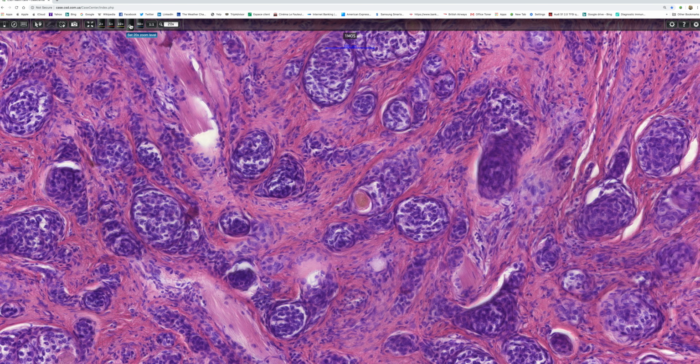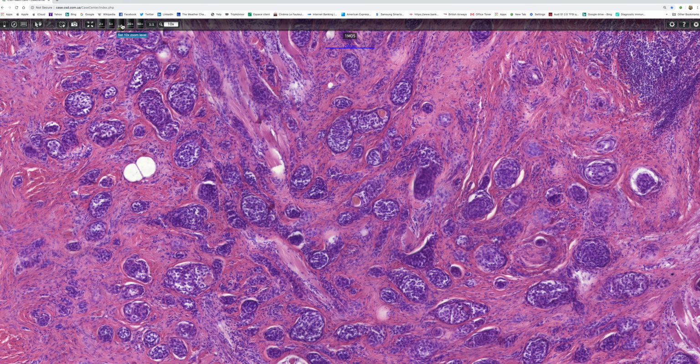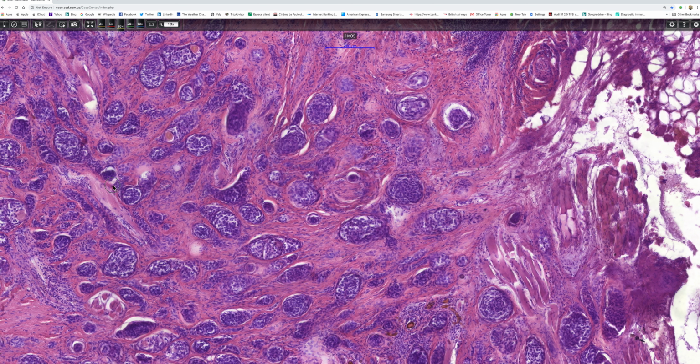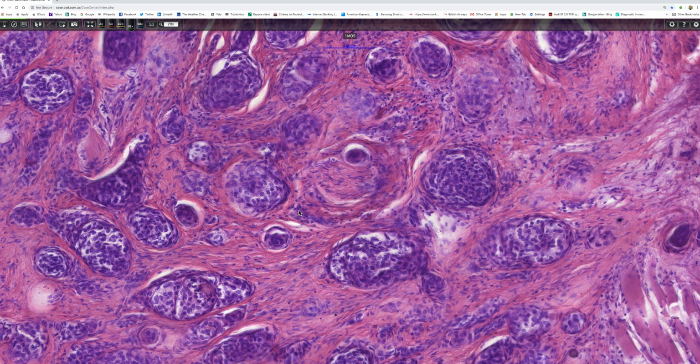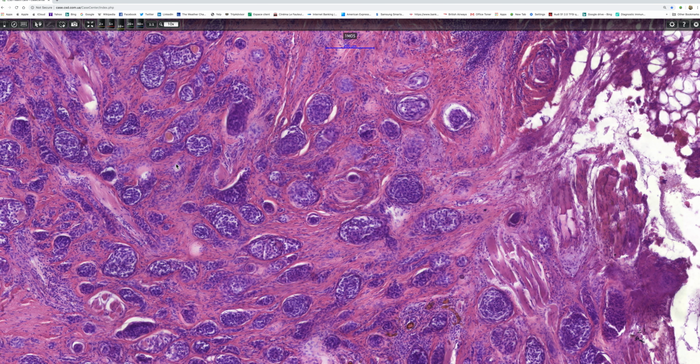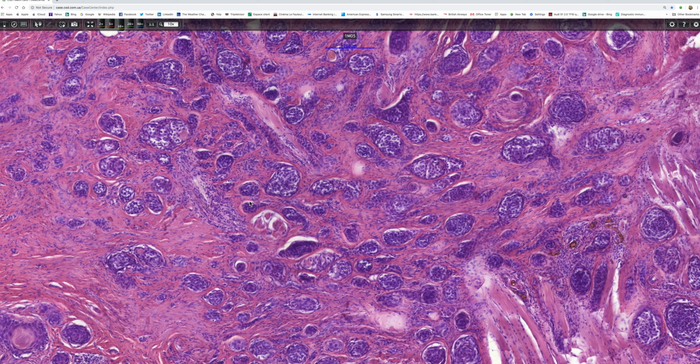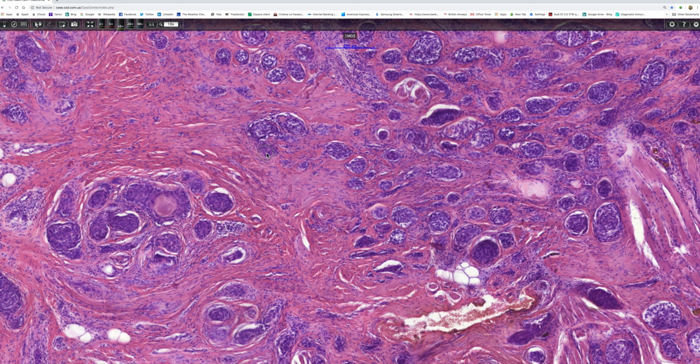Now I want to go down to a lower magnification again just to show you other features. There's something we need to focus on there. There's a small nerve fiber with tumor growing alongside it, so we know there's perineural infiltration, which is not going to be good news for the patient. And let's see what else we've got.